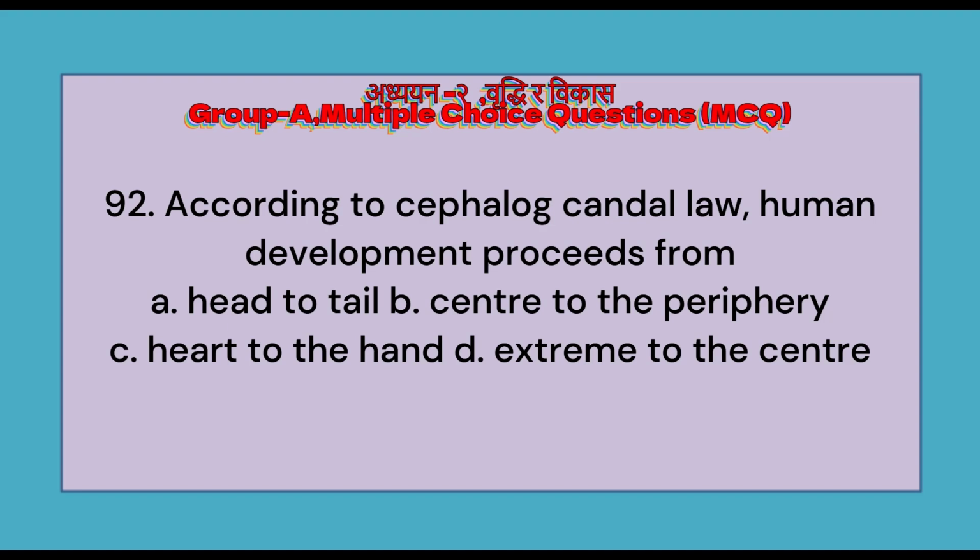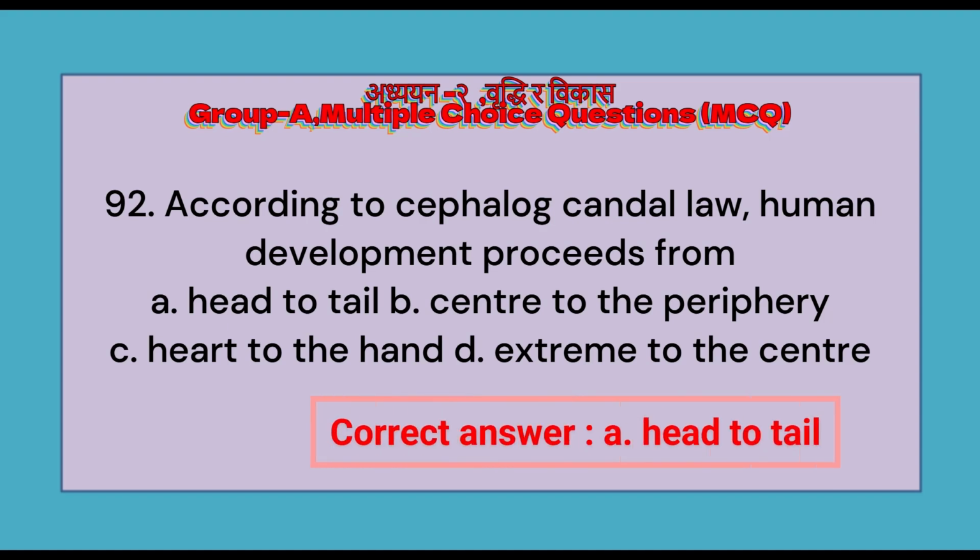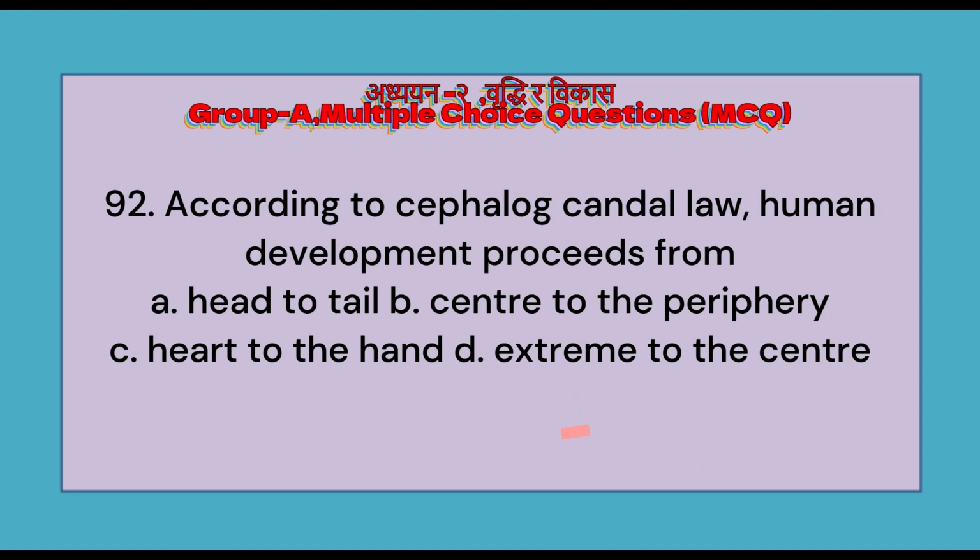92. According to cephalocaudal law, human development proceeds from A. Head to tail. B. Center to the periphery. C. Heart to the hand. D. Extreme to the center. Correct answer: A. Head to tail.